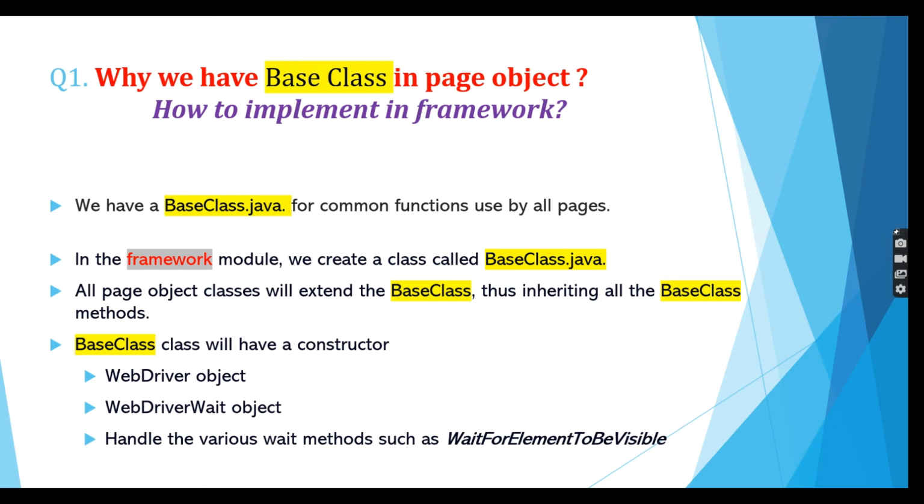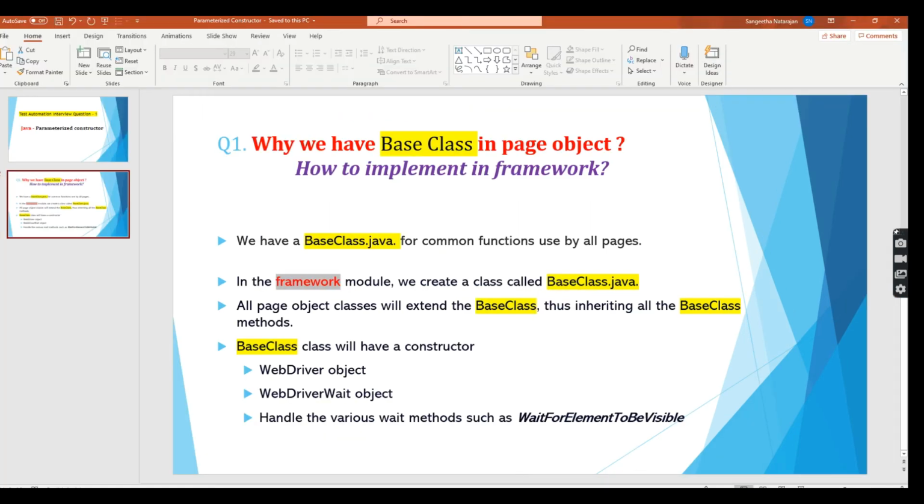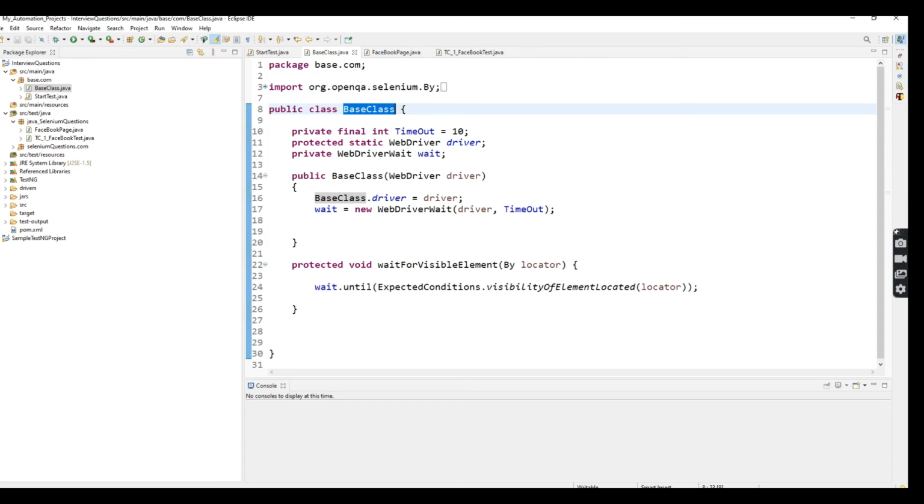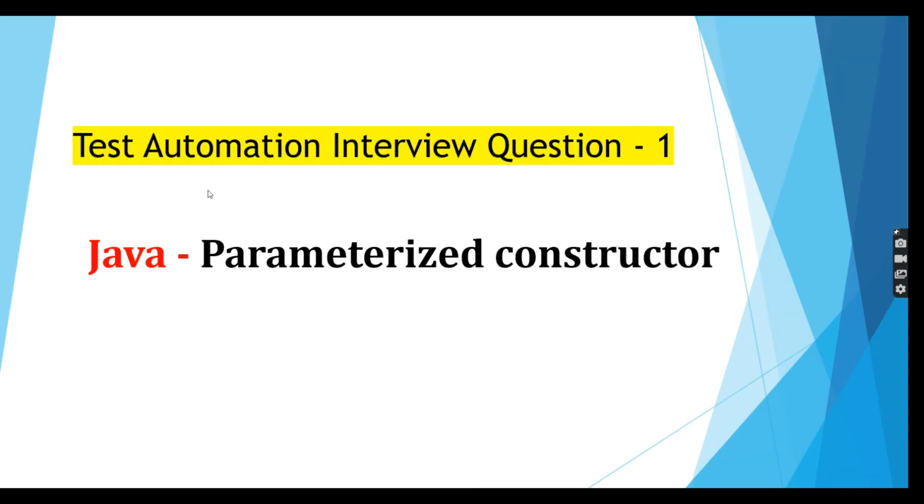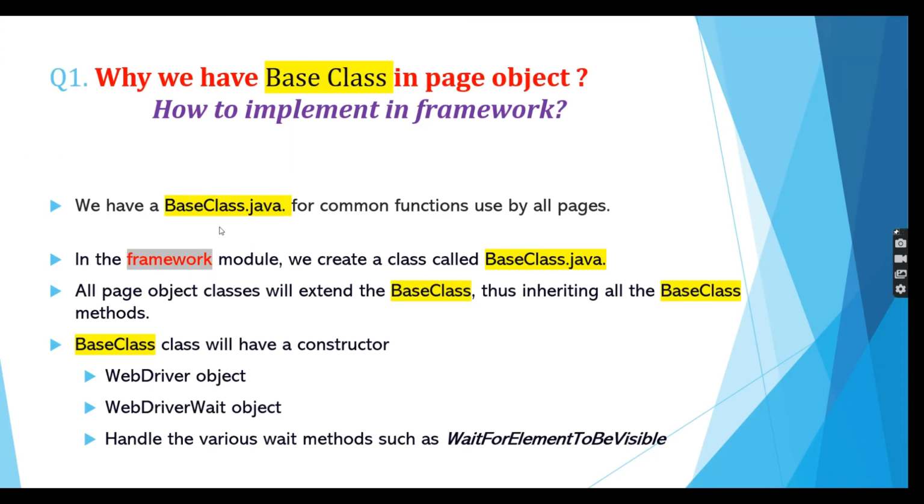So I'm just going to tell you. We have already seen it in a practical manner, right? You can match it with this class file. So here we have the base class. Why? Whatever methods and constructors we define inside the base class, we can use all those functions in our page object framework. That is the reason we are using the base class.